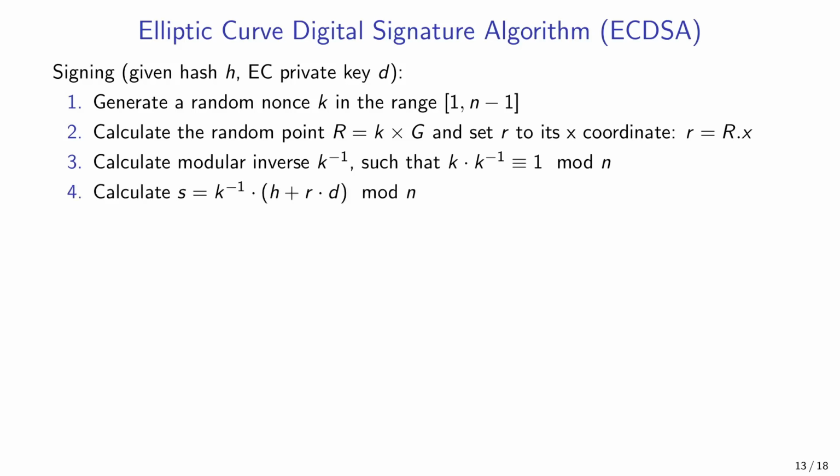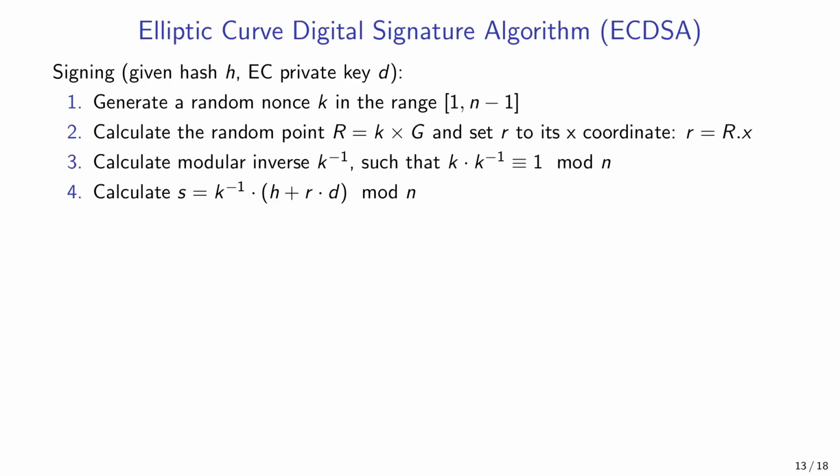Then we calculate the value s by using this formula. Inverse of nonce k is multiplied by hash h added to the random r value multiplied by private key d, everything modulo n. And that's it. We have created an ECDSA signature of this hash h here.